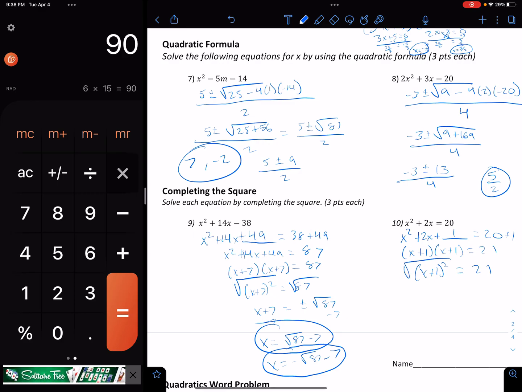Then I take the square root of both sides. So I'm left with x plus 1 equals plus or minus the square root of 21. So then I subtract 1 from both sides. So x equals positive square root of 21 minus 1. And x equals negative square root of 21 minus 1.